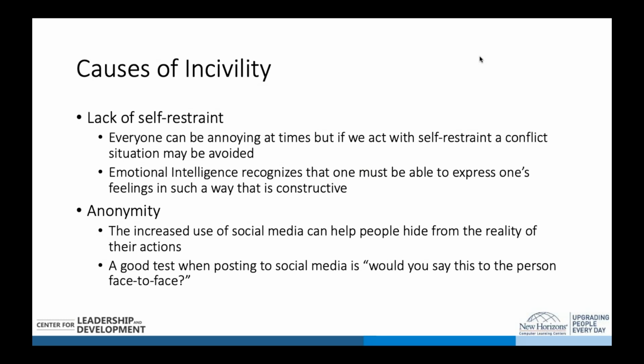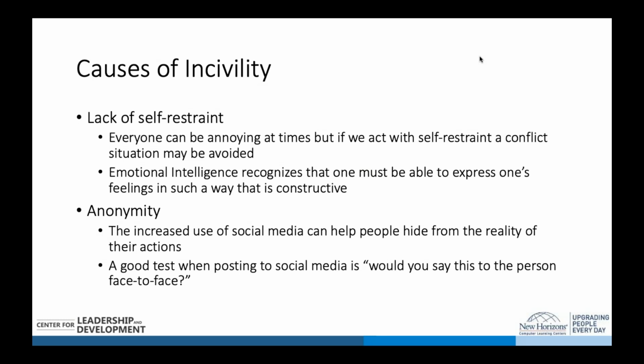Another cause of incivility, and this really hits to the online side of our world right now, is anonymity. The challenge with this is that people are tending to say things online because they're anonymous, right? They post something, nobody knows them, they can post it anonymously, they can say things about another person without actually having to take personal responsibility for it.